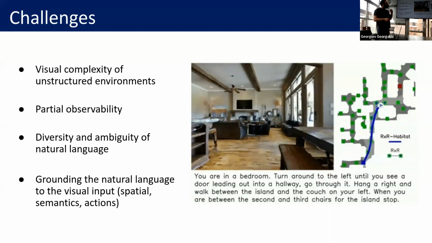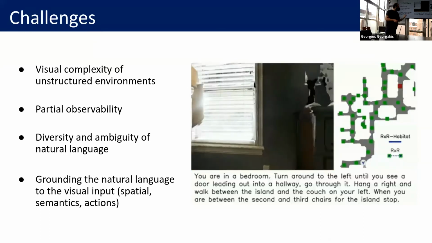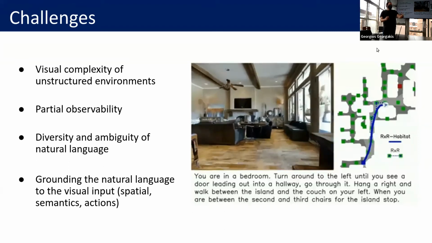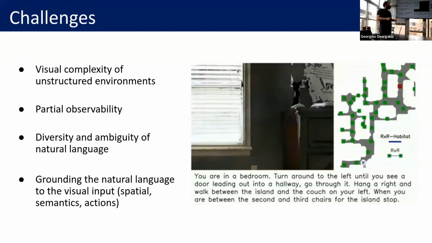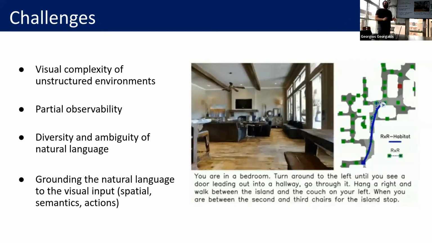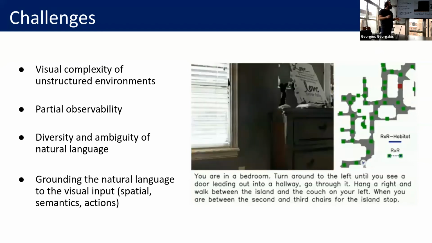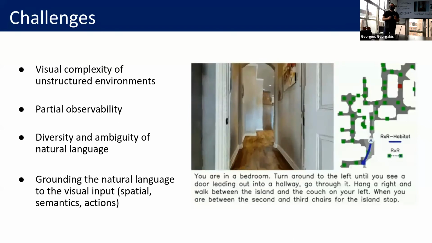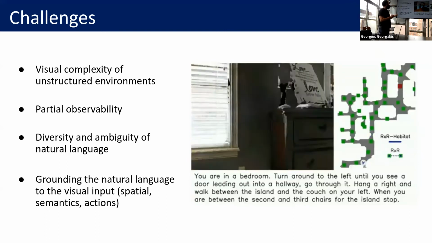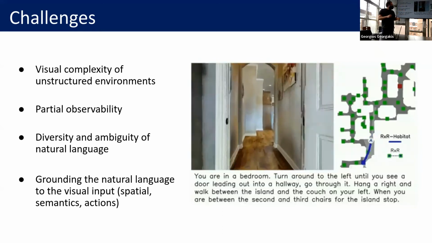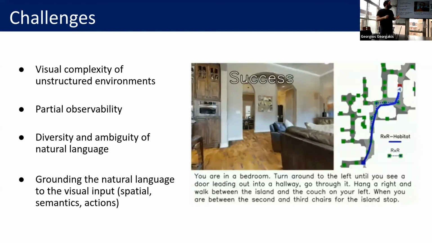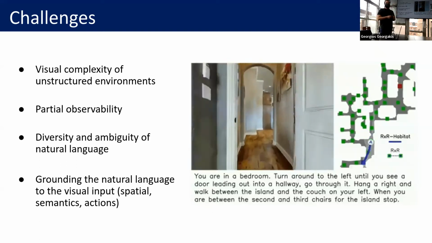Another thing that is a lot of the times overlooked is that while you're executing the instruction, you need to be able to understand which part of the instruction you've actually executed and finished, and which part of the instruction you need to start looking for next. This is actually very, very difficult to do. Now, arguably, the biggest challenge here is the grounding of the natural language on the visual input. By grounding, we mean the association between the words in the instruction and features in the visual input. Those could be associations at the spatial level, meaning how far things are, or at the semantic level, meaning associating certain words to certain parts of the image that belong to certain objects, or even actions like turn left and right, move forward, and so forth.